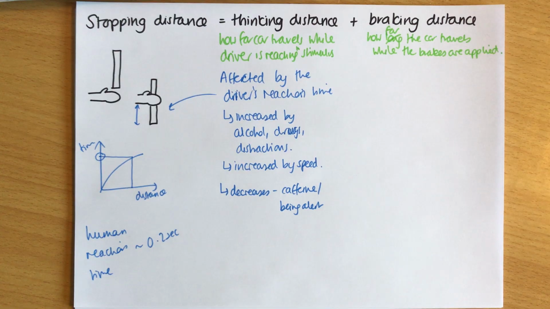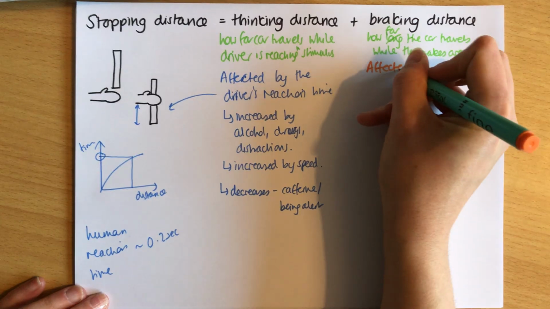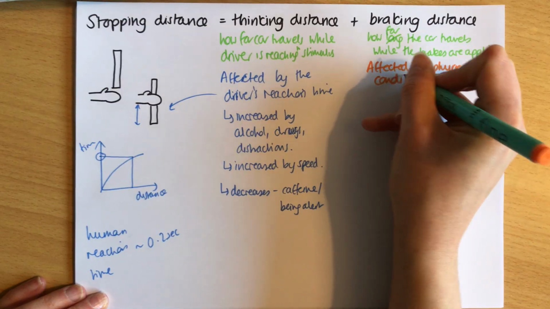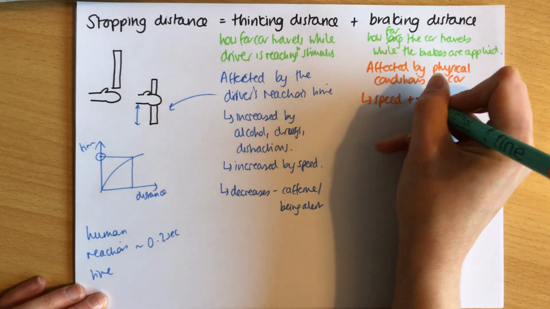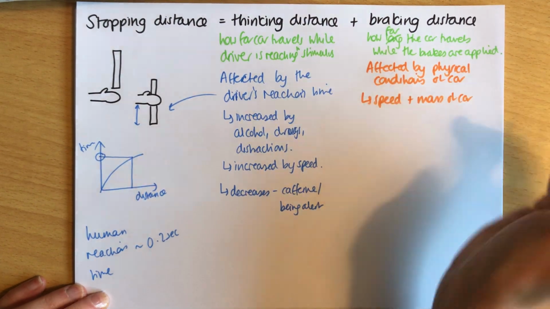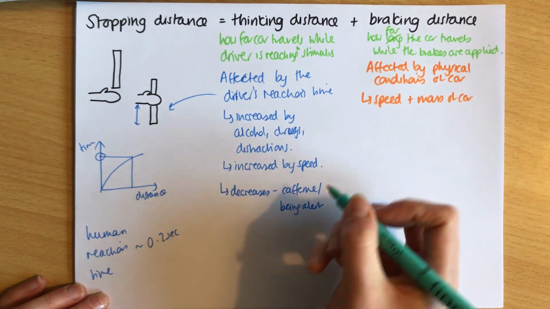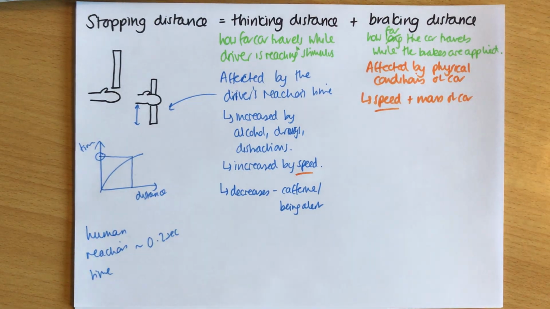Now, the braking distance is affected by the physical conditions. They include speed and mass of the car, so the momentum of the car. The higher the speed, the longer the distance. The higher the mass, the longer the distance. So speed is actually in both of these. So speed affects stopping distance overall, which is why we have speed limits in places like school zones, because it means that the braking distance is much, much shorter.